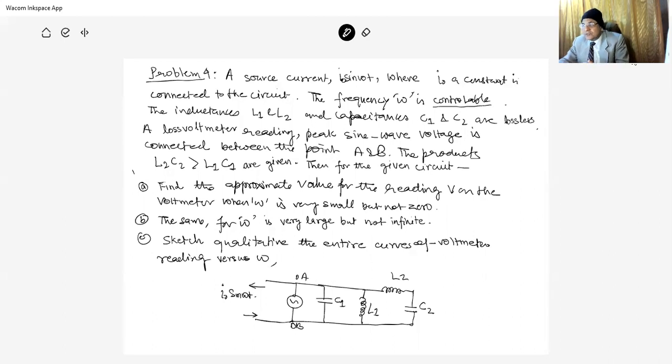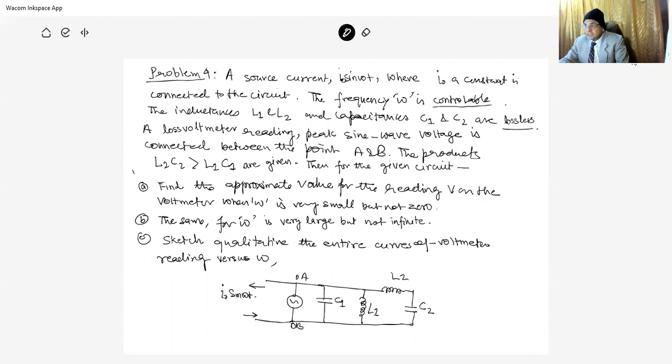It can be changed by changing devices. The two inductances are L1 and L2, and the capacitances are C1 and C2, and they are lossless. Lossless means there is no loss through the devices. A lossless voltmeter means that no energy will be dissipated. So the peak sine wave voltage is connected between the points A and B. The product L2 C2 is greater than L1 C1, as given.